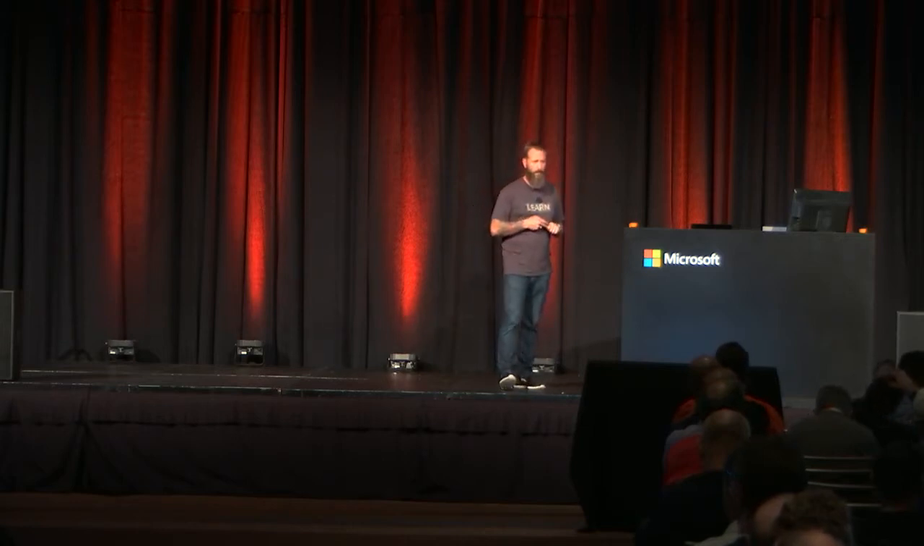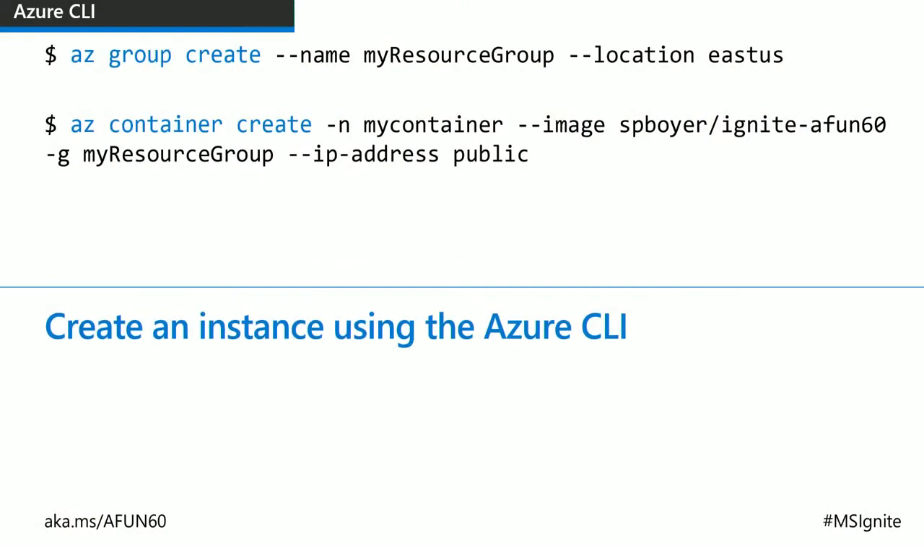I'm going to say az container create. I'm using the Azure CLI to do that. And then I'm going to pass in my resource group. And then the last part of that command is IP address public. Now, in my case, this is just a simple web application that I'm going to run. So I want an IP address that's public so that I can obviously have the world view this application.